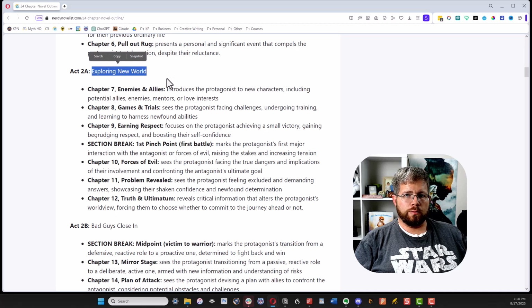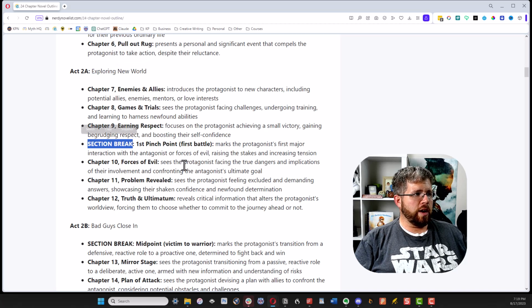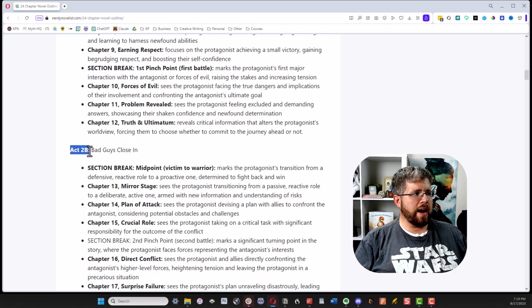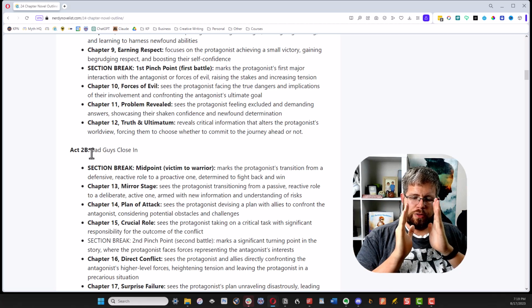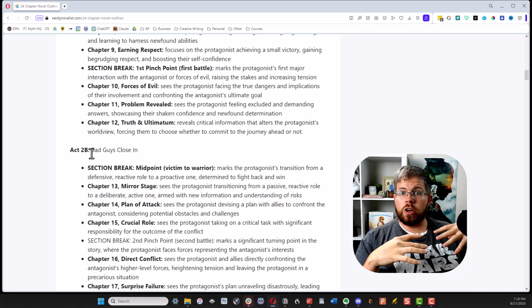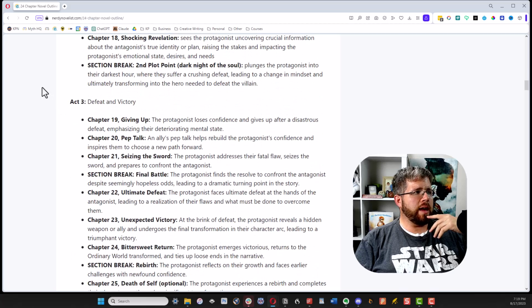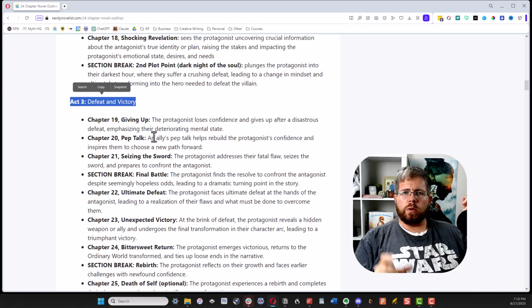It's all about really just getting to know the new unfamiliar territory that the hero is in. And you have a couple of things like the section break and things like that. And then you have Act 2B, which is the bad guys close in. This is where, in the third quarter of a movie or the novel, things start to go really bad and they get worse and worse and worse. And then finally, we have Act 3, which takes up the last 25% of the novel.